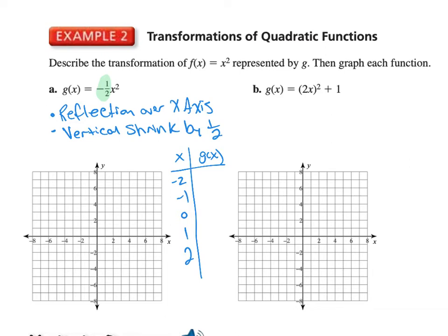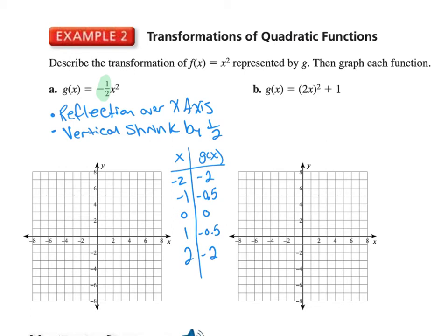Okay, so negative 2 squared is 4. Half of that is 2, and it makes that negative, so negative 2. Negative 1 squared is 1. Half of 1 is 0.5, and so it becomes negative 0.5. And I'm graphing, so decimals are great. 0 squared is 0. Half of 0 is 0, and 0 is no sign at all. 1 squared is 1. Half of 1 is 0.5, and you take the negative of that, so it's negative 0.5. 2 squared is 4. Half of 4 is 2. Then take the negative, becomes negative 2.